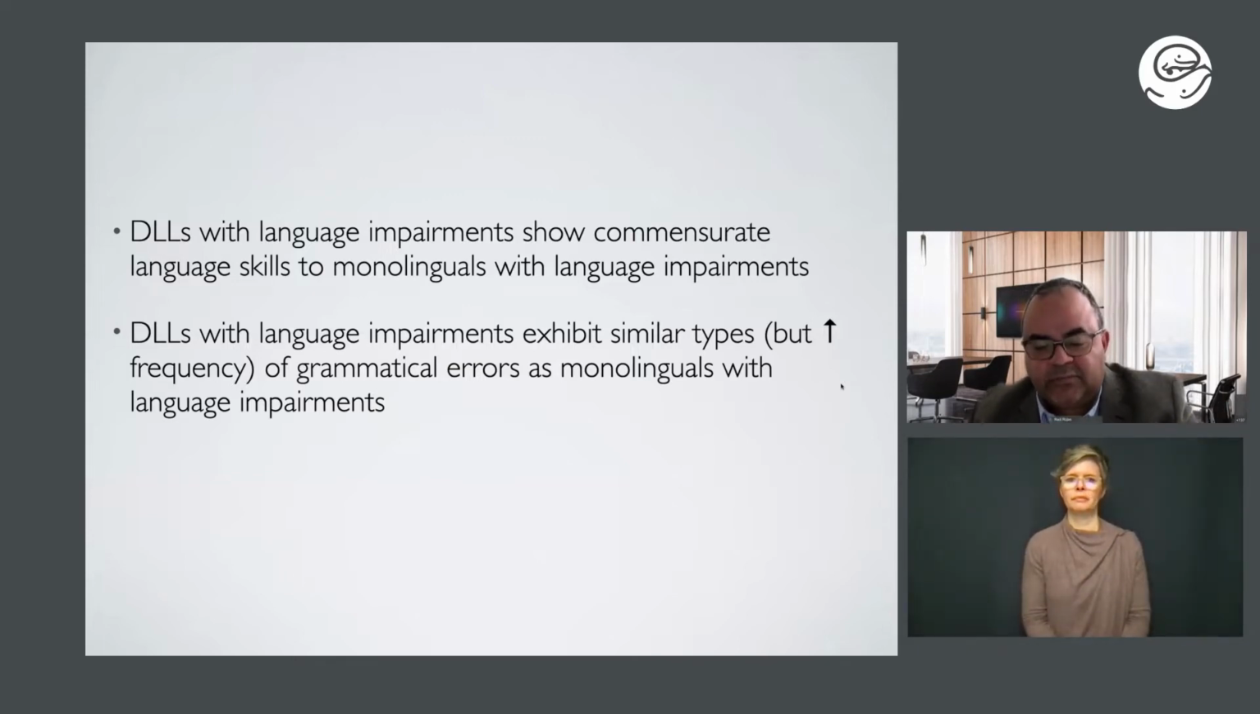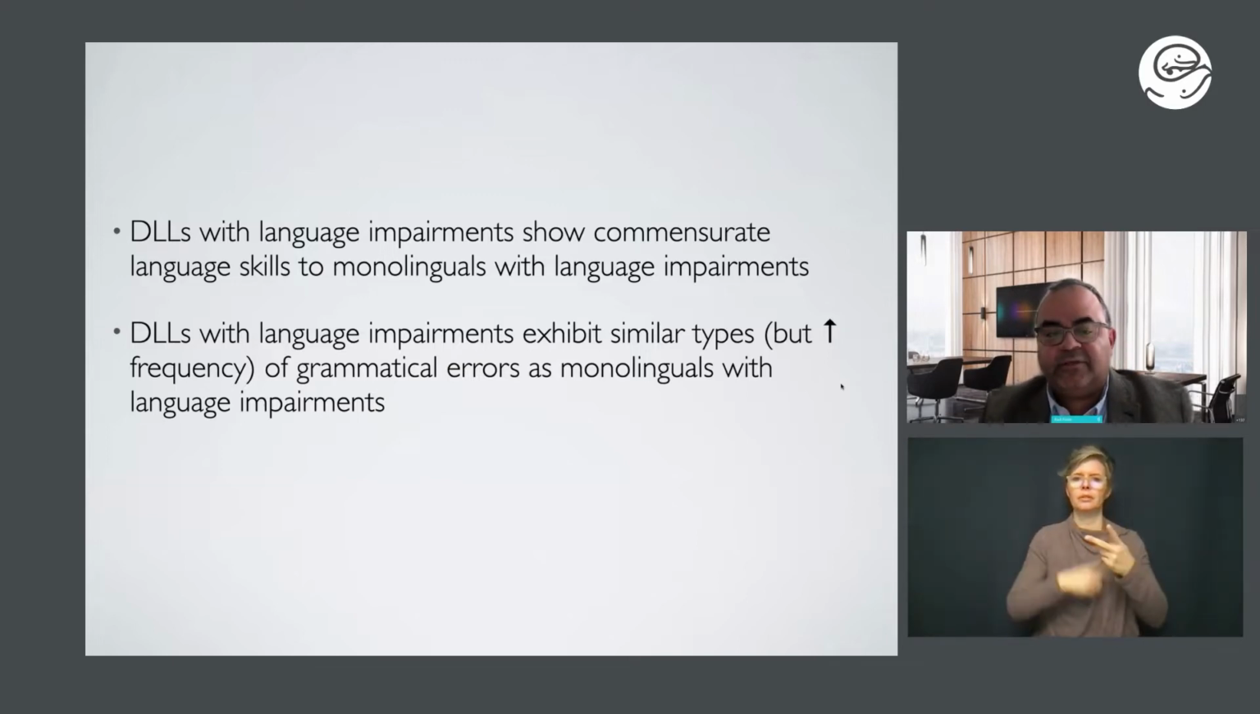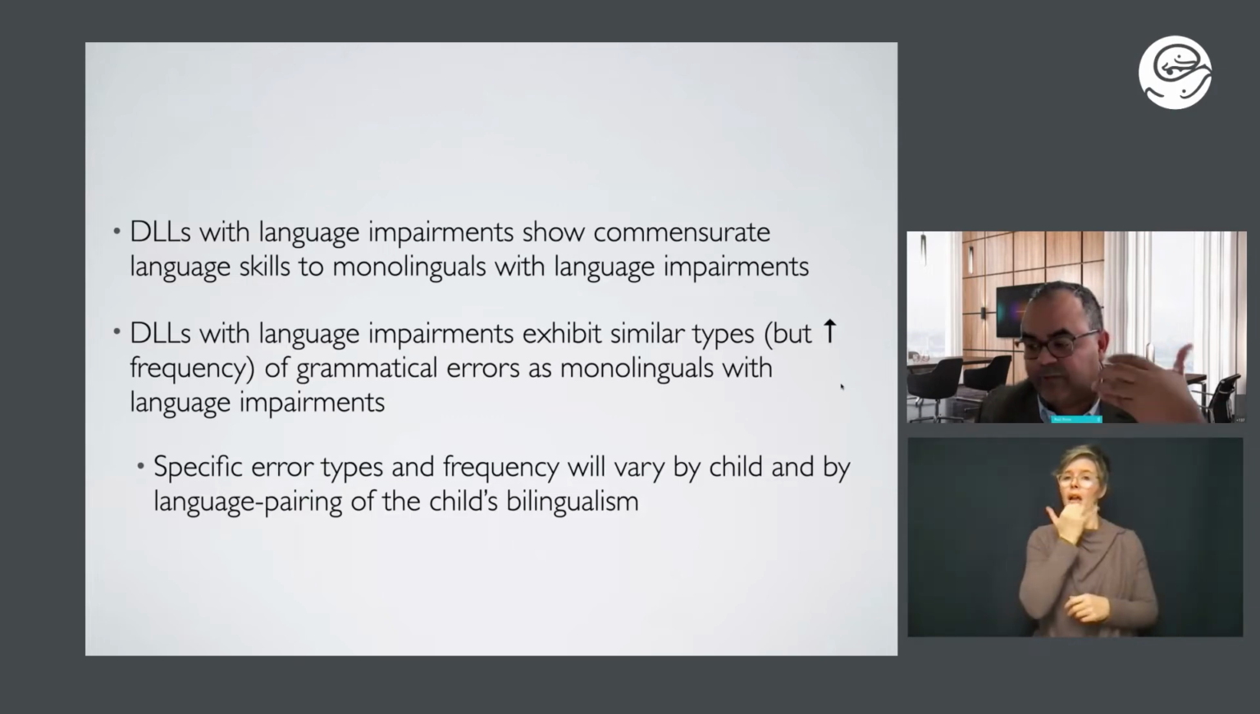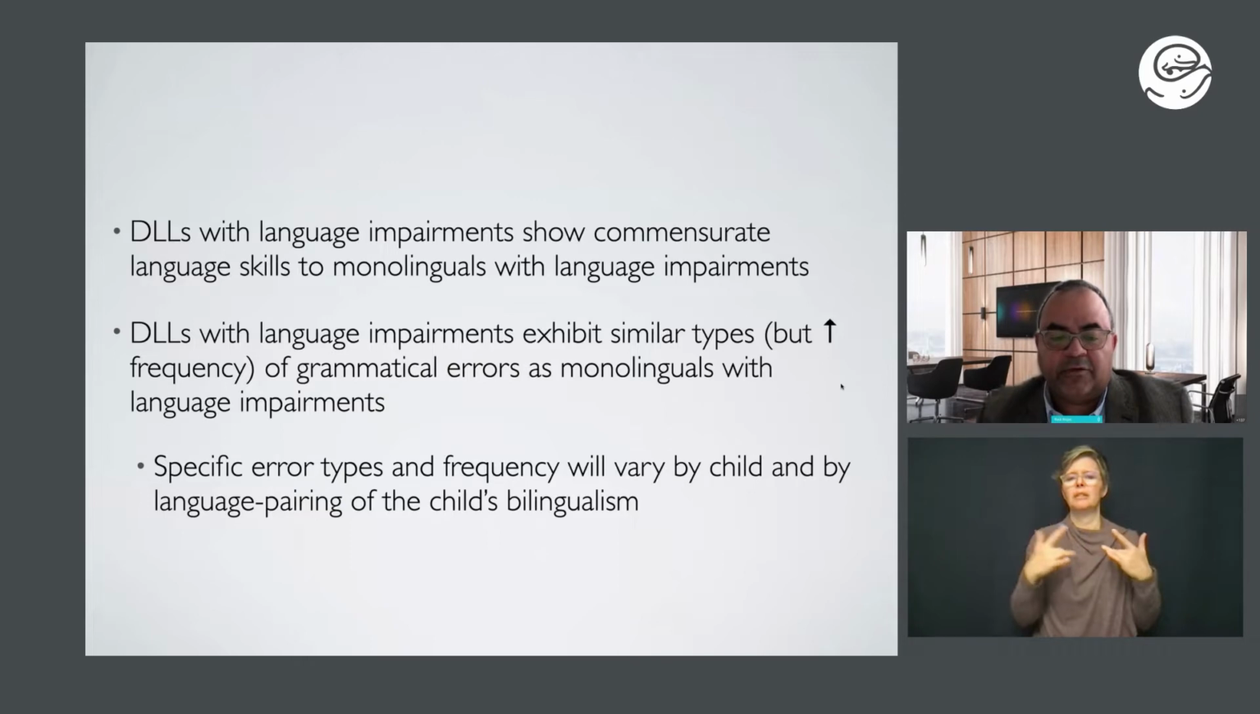So not just comparable language skills, but the types of errors, for example, that they'll make are going to be similar. Sometimes they're a little higher, but the differences are not clinically significant. The types of errors and how often they'll make those errors is going to obviously differ from kid to kid.